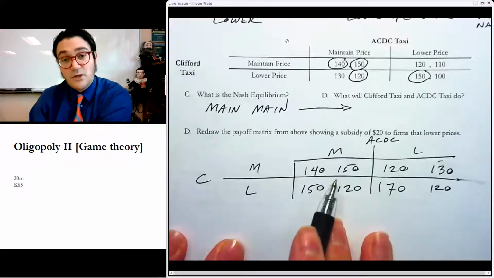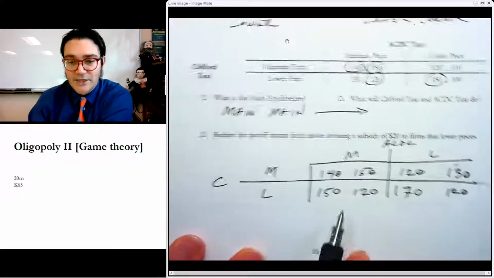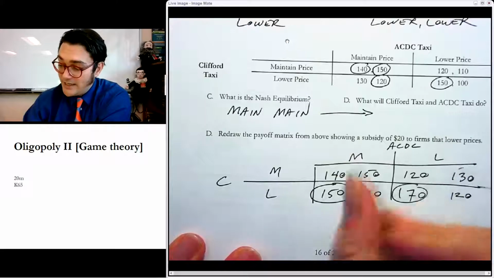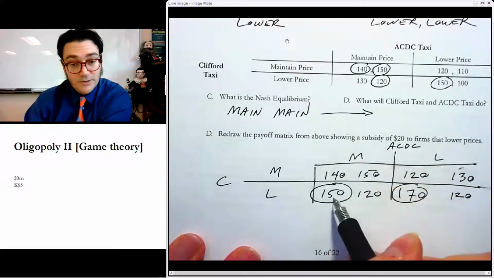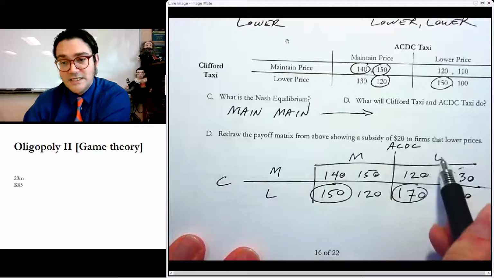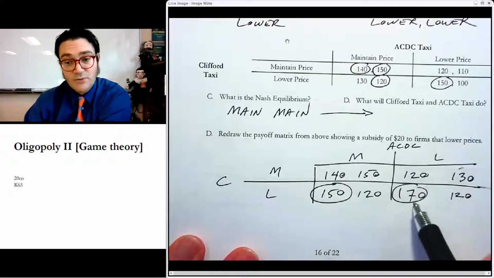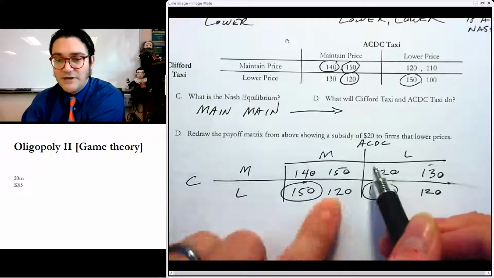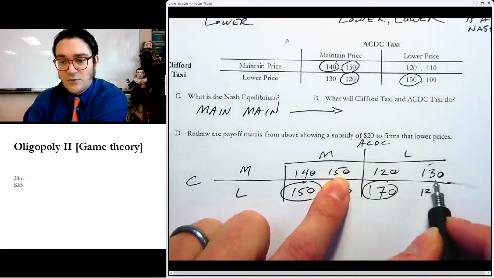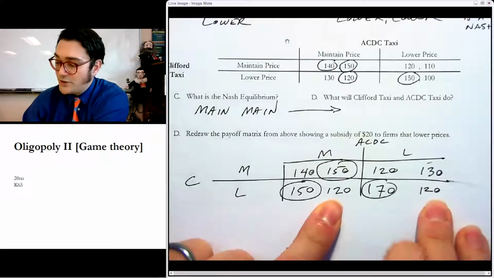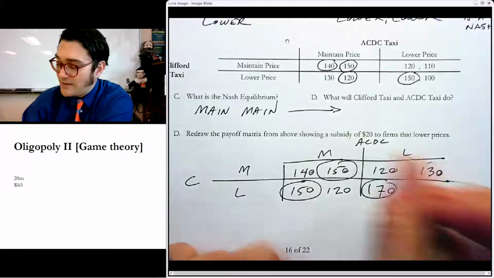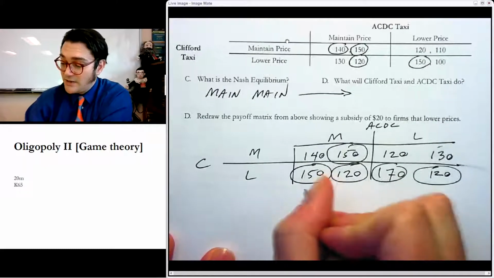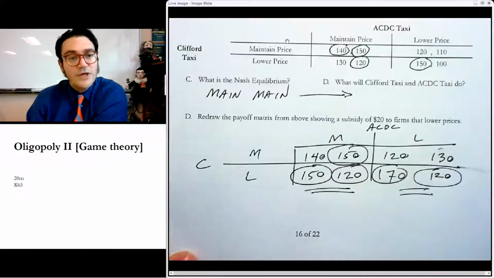And in fact, we can resolve this problem, and we'll go ahead and do that here fairly quickly. We can see that now, if AC/DC maintains, Clifford will lower because they get 150. If AC/DC lowers, then Clifford will lower because they get 170. So we're comparing 120 and 170 and 140 and 150. On the other hand, if you're AC/DC, you can get 150 or 130, so you get 150, or you could do 120 or 120, and you're ambivalent about that point. So we can actually circle both of those. And we could say that they'll end up either here or here. Either one of those two would be fine.